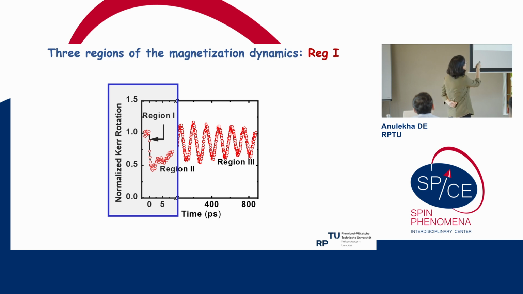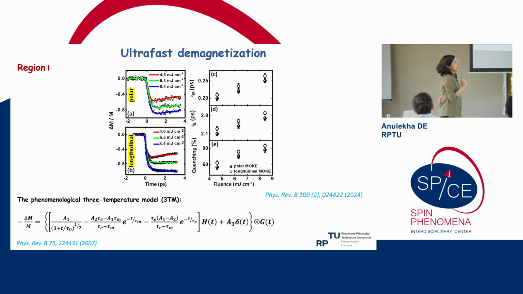First, let me focus on the first region, the ultrafast demagnetization region, which is supposed to be an extremely non-equilibrium state. Generally, in thin films with in-plane magnetization, people follow the longitudinal MOKE geometry to study the ultrafast demagnetization. But whenever we want to study the precessional dynamics, we have to do the measurements in a polar geometry with a slight tilting of the magnetic field. So first we wanted to see if there is any difference in the ultrafast demagnetization in both geometries.